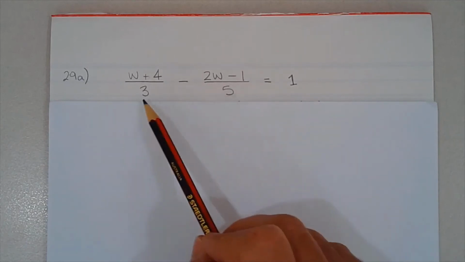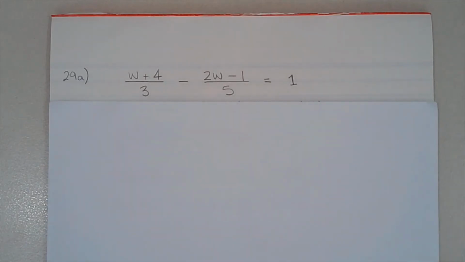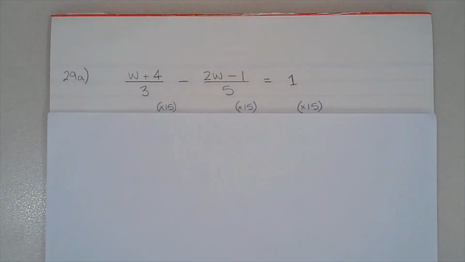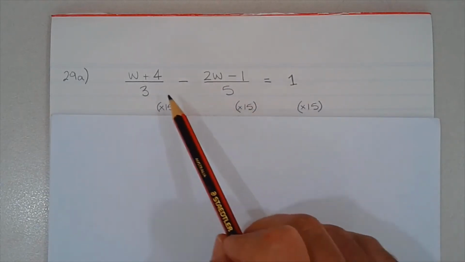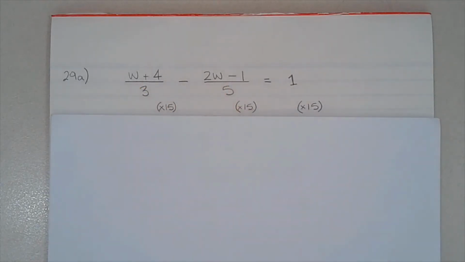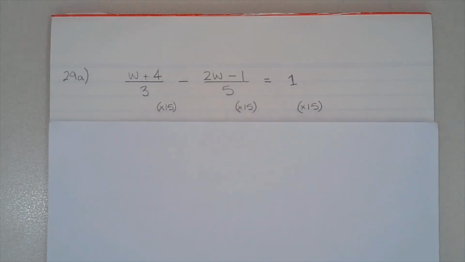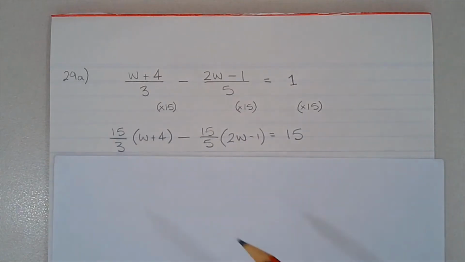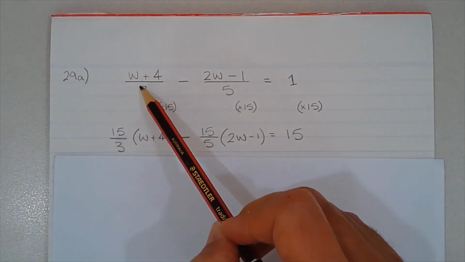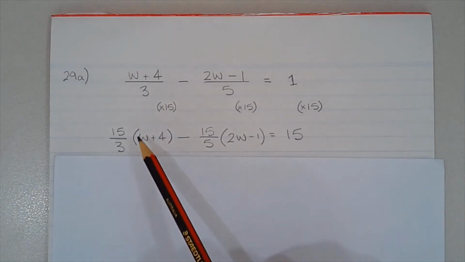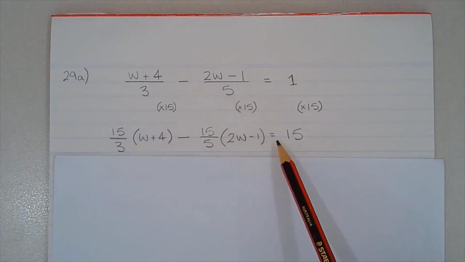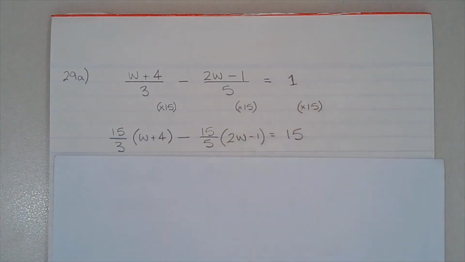Now our first step is to eliminate the fractions on the left-hand side by multiplying each of these terms by 15, since by multiplying by 15, that'll eliminate the 3 and the 5 at the same time. So we can write it like this. 15 over 3, so that denominator of 3 just gets moved out to here, outside of W plus 4, minus 15 over 5, so that's this 5 here, outside of 2W minus 1, equals 15. That's 1 multiplied by 15 equals 15.